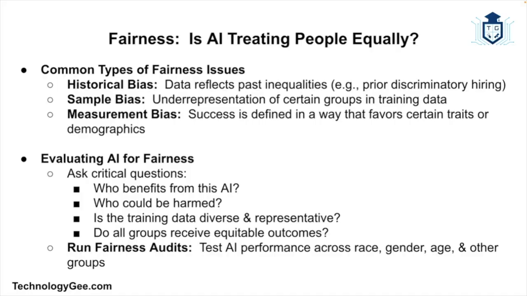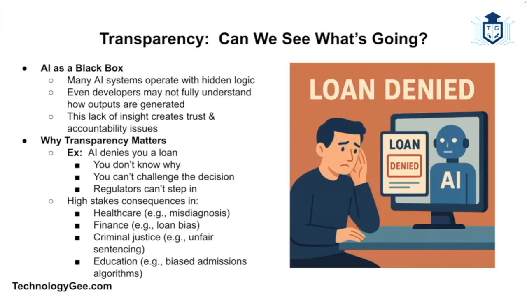So, how do you evaluate fairness? Well, you've got to ask yourself, who benefits from the AI system? Who might be harmed? Was the training data diverse and representative? And were different demographic groups tested for equal outcomes? One powerful way to measure fairness is to run fairness audits. This is where you're testing your model across different groups like race, gender, age, location, etc., to make sure it performs consistently. And sometimes it's not just about fixing the data, but about rethinking the entire goal of the system.